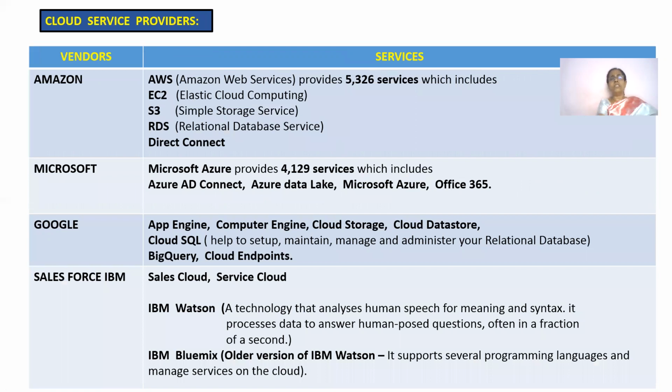Some of the cloud service providers, you must already know them because you must be going on to Amazon. Amazon is one of the cloud service providers. They are also termed as AWS, or the Amazon Web Services provider, and they provide around 5,326 services. Some of the services have been given in your books, that is EC2, which means elasticity in cloud computing. It's flexible.